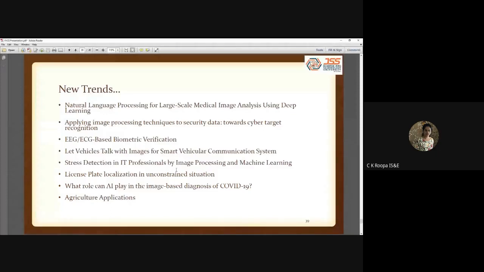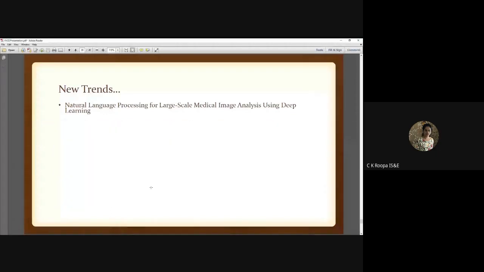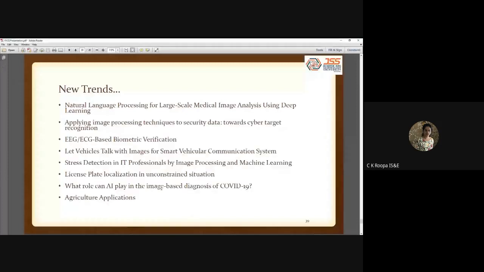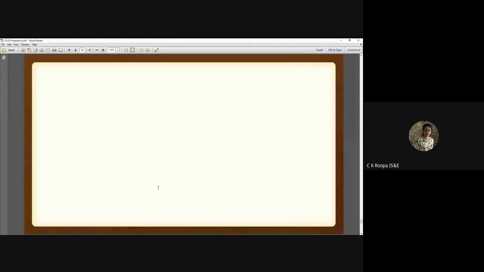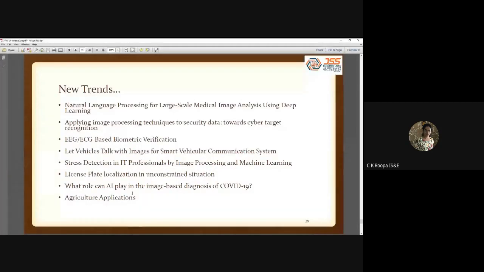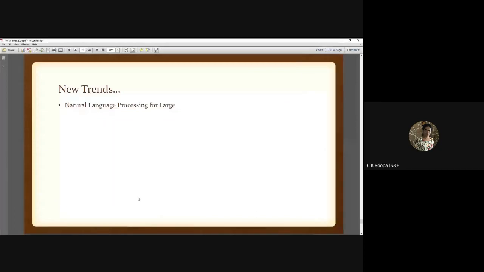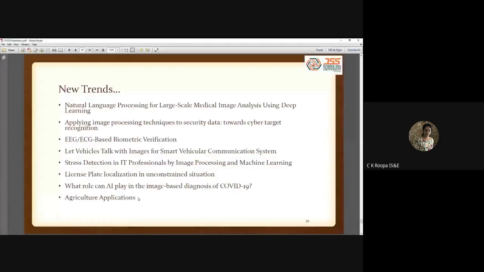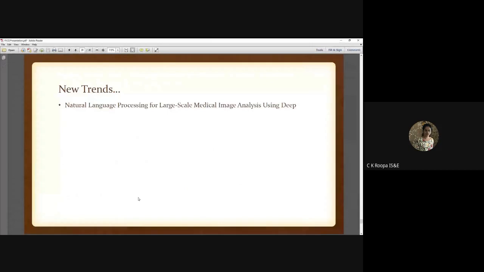And COVID-19, I think it's already been done. Yesterday, Dr. Manjunath Aradhya discussed some aspects of artificial intelligence deployed to identify COVID-19, through making use of X-ray images to see whether there are traces of the virus on the lungs or not. And lastly, agricultural application. This is a very potential area that you can work on, where a lot of computer vision, image processing and pattern recognition can be applied. So these are some of the new trends that you can really think of.